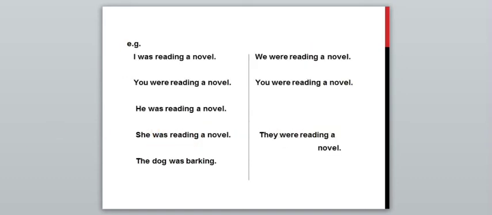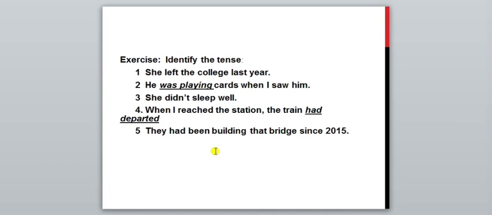See, I have given here some examples. In these examples, you have to identify the tense. Our first example is, she left the college last year. And I hope that now you people can easily tell the answer, because now you are able to find out the structure of the sentence. Means where is the subject, where is the verb, and where is the object.